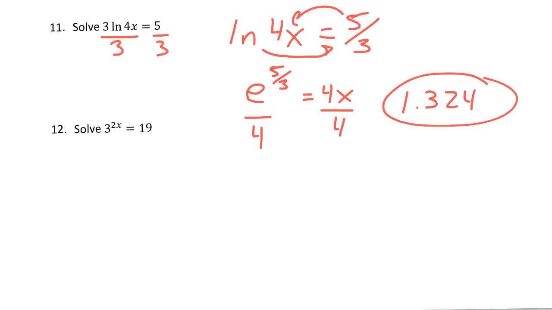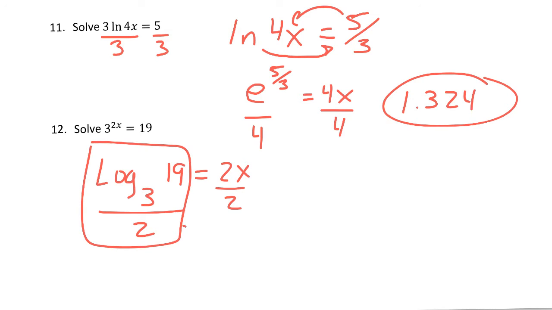Number 12 is an exponential, so we're going to use a logarithm to solve it. Log with a base of 3 of 19 equals 2x. I'll have to find log base 3 of 19 and then divide that entire thing by 2. And that answer to about 3 decimal places is 1.340.